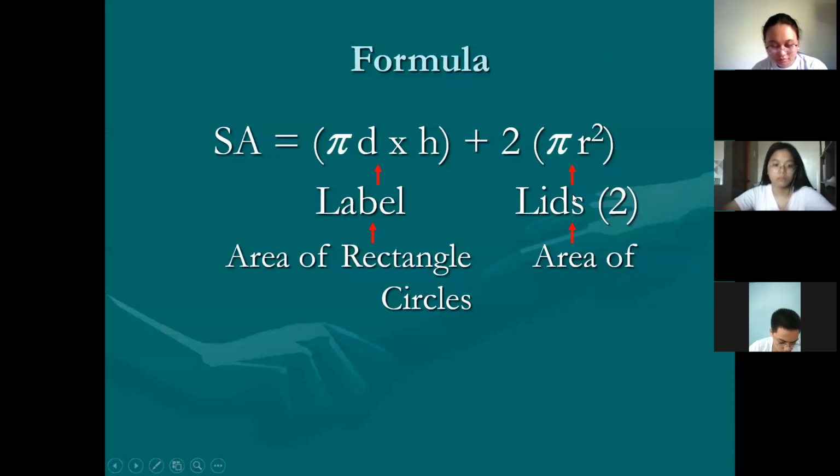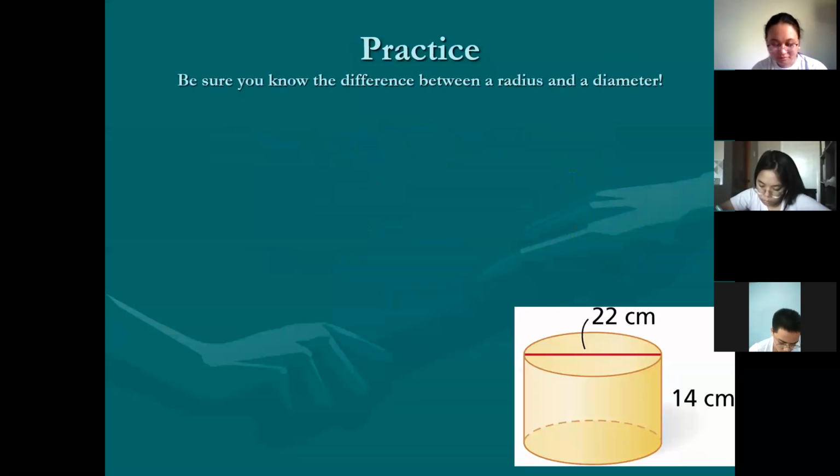So then again, the formula is pi. This one is using the diameter, pi d, but it's just 2 pi r still. 2 pi r h plus 2 pi r squared. Try this example. The diameter is 22, so the radius there is 11, half of 22, with a height of 14 cm.